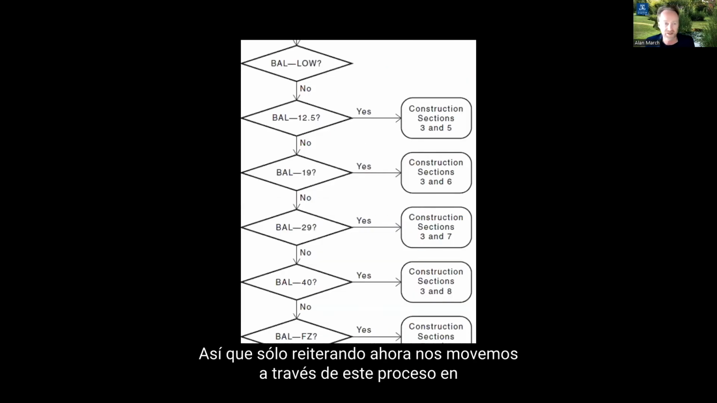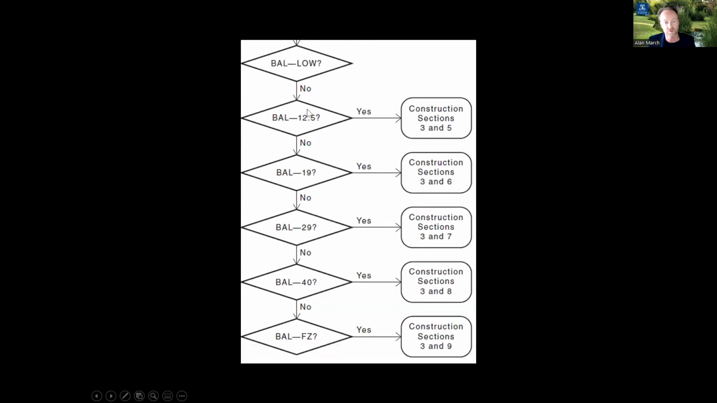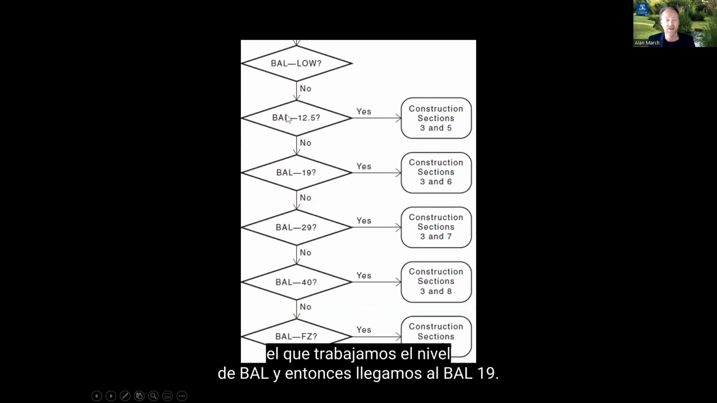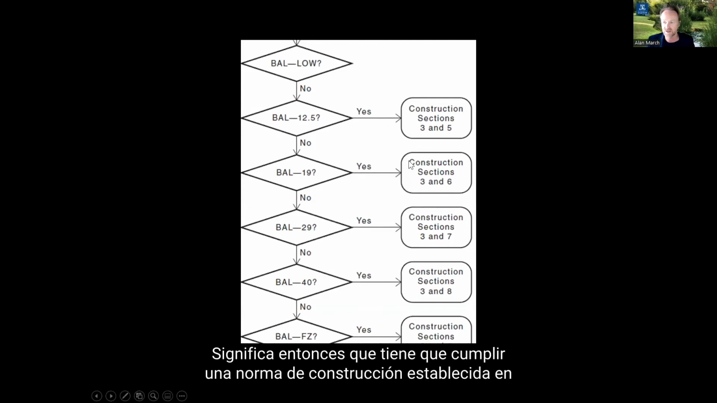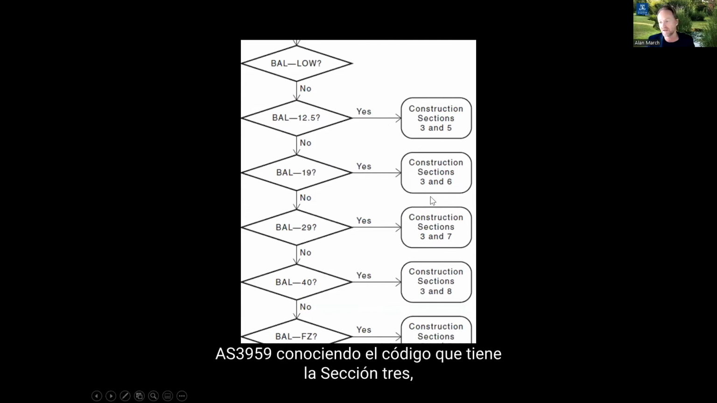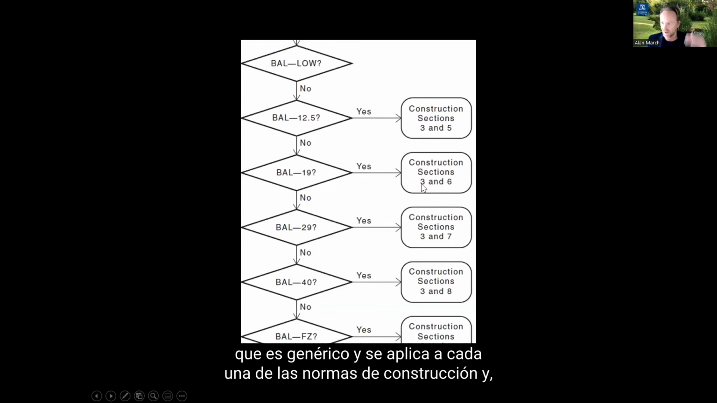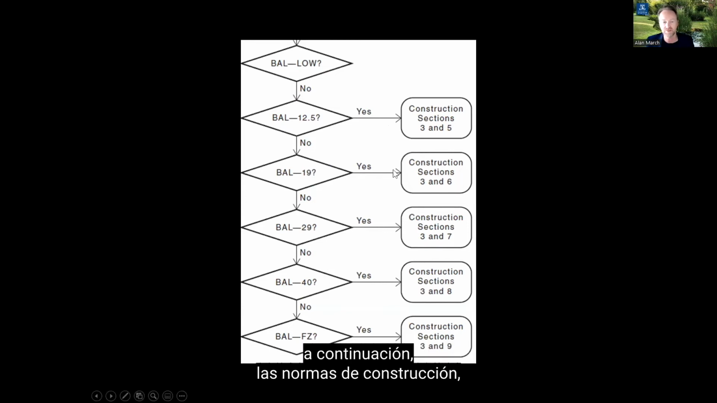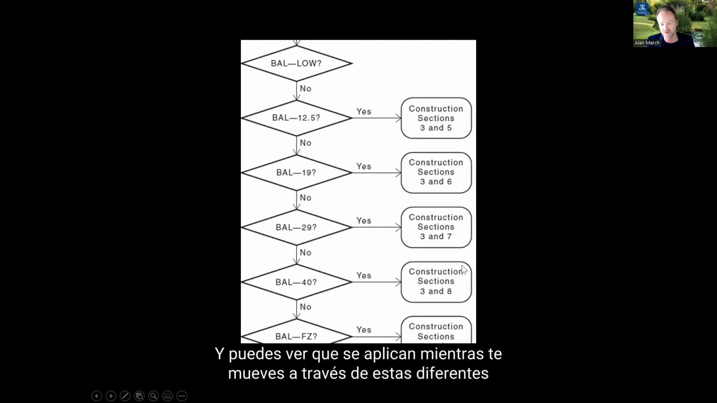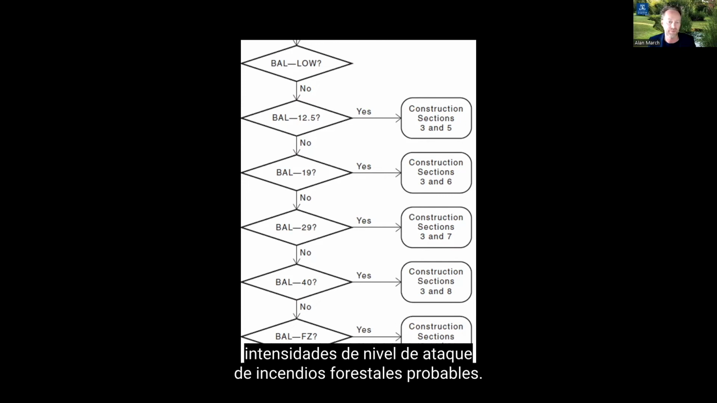So just reiterating, we move through this process where we work out that BAL level, and then say we get to BAL 19, it means then you need to meet a construction standard set out in AS 3959, the code that has section 3, which is generic and it applies to every single one of the construction standards, and then the particular BAL 19 construction standards set out in section 6, and you can see they apply as you move through these different intensities of likely bushfire attack level.